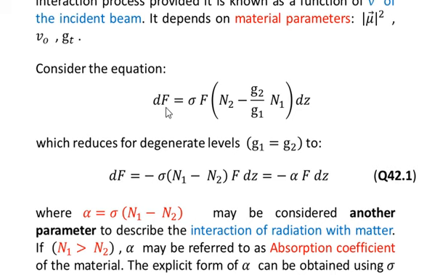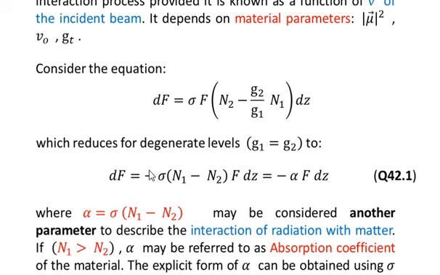So this change of flux dF is given by this equation, which reduces for the degenerate levels, setting g1 equal to g2, either equal to 1, or at least g1 can be set equal to g2. So we are setting that the two levels have the same degeneracy, and then in that equation g1 will be cancelled out by g2. So we have dF is equal to minus sigma, and within parentheses we have n1 minus n2, and then capital F multiplied by dz.